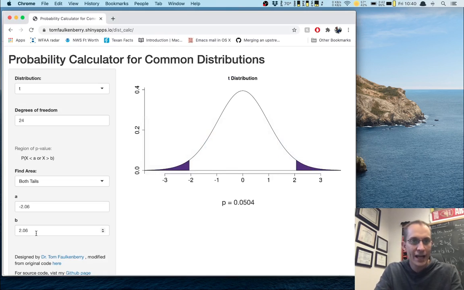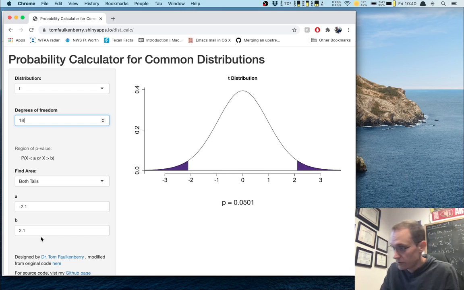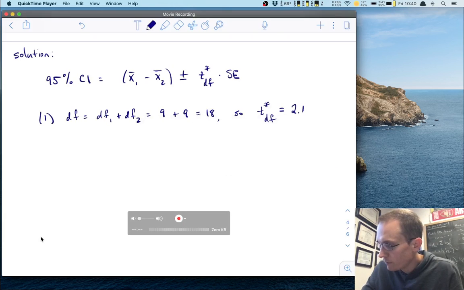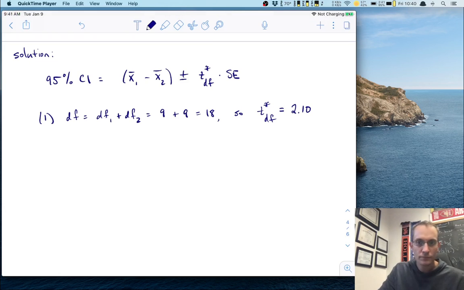So let's go back to our calculator. We'll put in 18 for the degrees of freedom. And we can see for both tails, we get critical values here of 2.1. It's 2.10 is actually what it turns out to be. So we'll write that down here. 2.10.